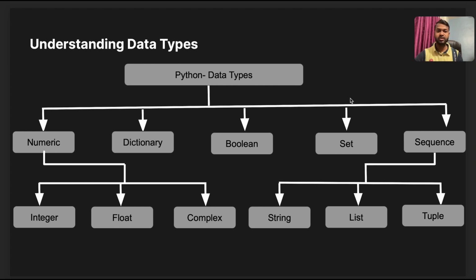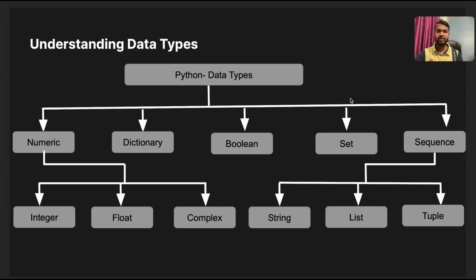In Python, there is no particular range for any data type. You can store any large number inside any variable, but this is not applicable to other programming languages. Boolean supports two values, true and false. Inside sequence, we have three data types: string, list, tuple. String is a collection of characters.